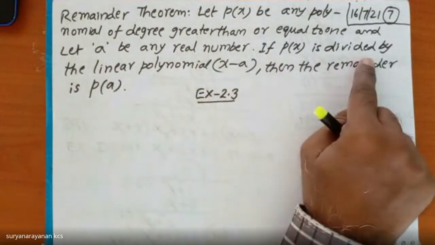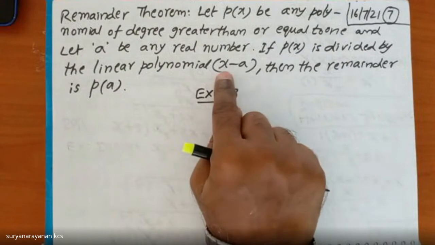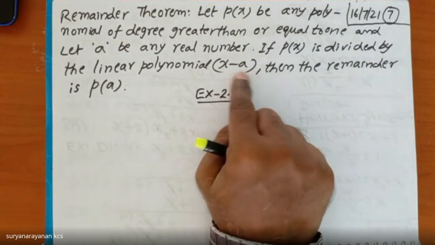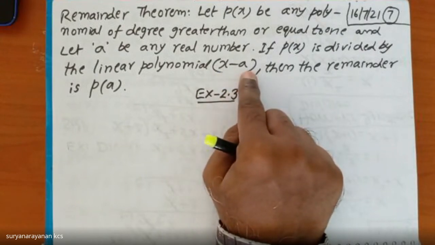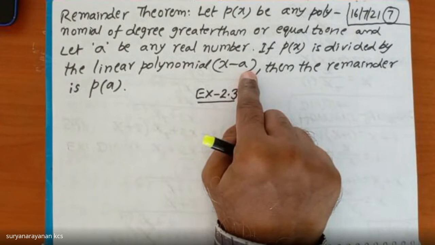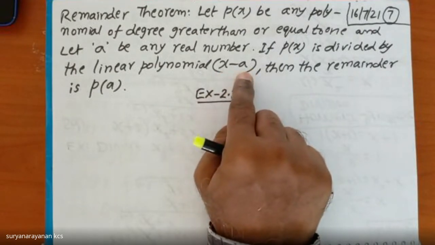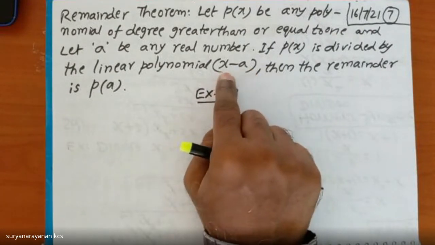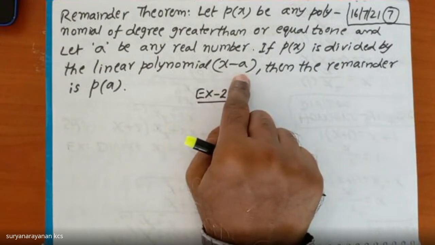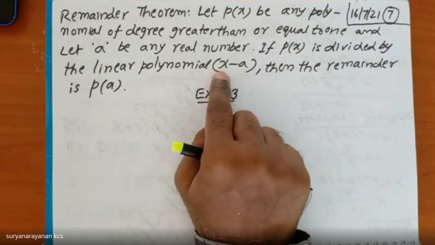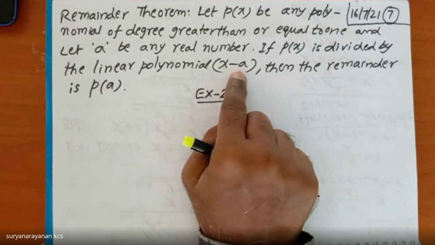If p of x is divided by the linear polynomial x minus a, please remember this expression, my children. In this expression, what is the first term? How many terms are there in this polynomial? Two terms. Very good, Sridarshan. Very good observation.